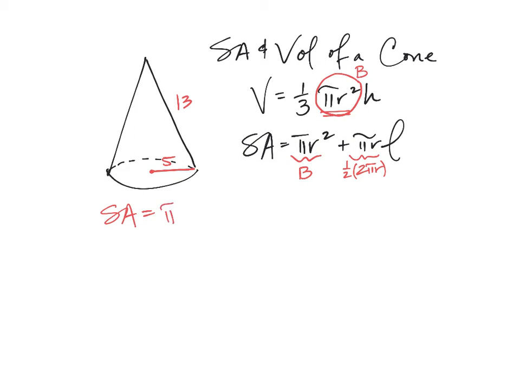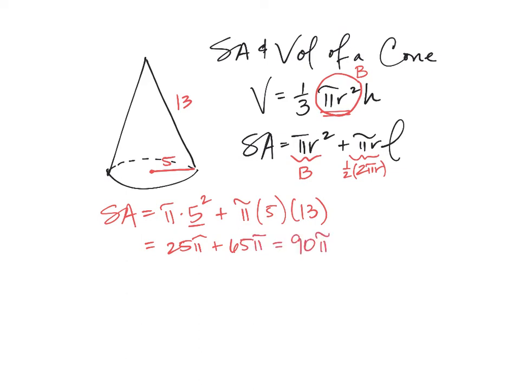Surface area is pi times the radius squared plus pi times the radius times the slant height. Now, I'm going to leave my answer in terms of pi, so I'll just simplify what I have here. Right here, 5 squared is 25, so that'll be 25 pi, plus 5 times 13 will give me 65, so 65 pi, and adding those two together will give me 90 pi units squared for my surface area.